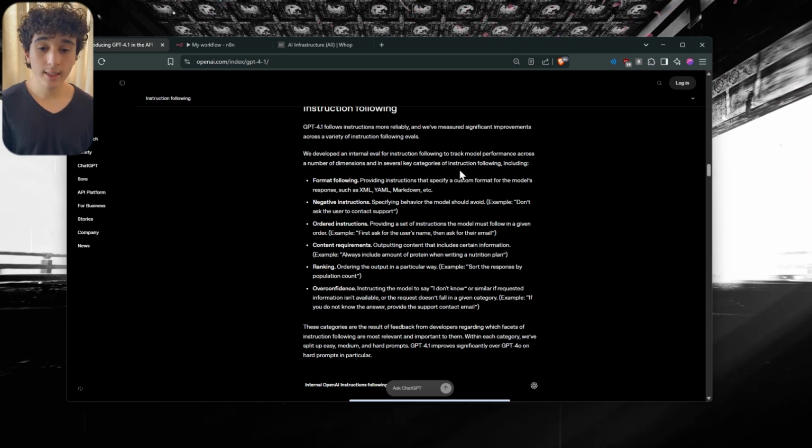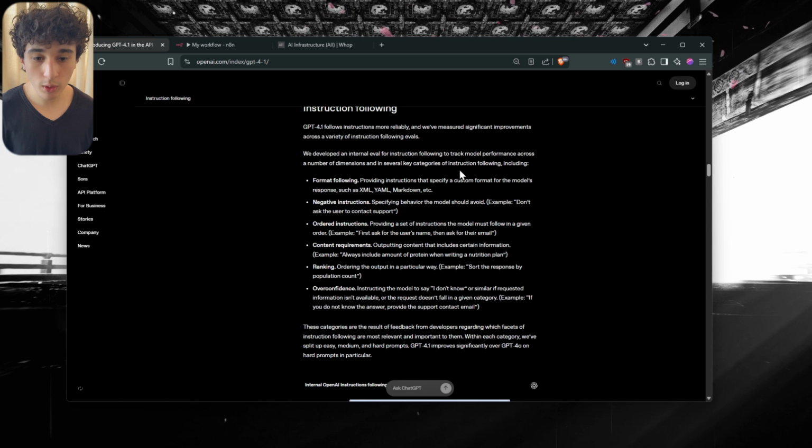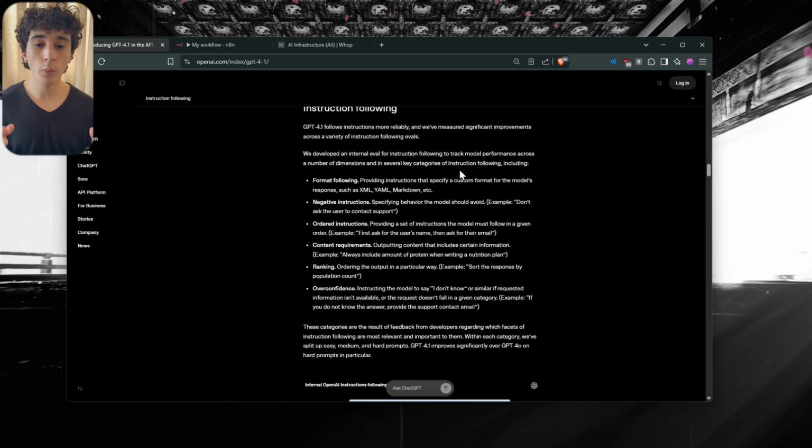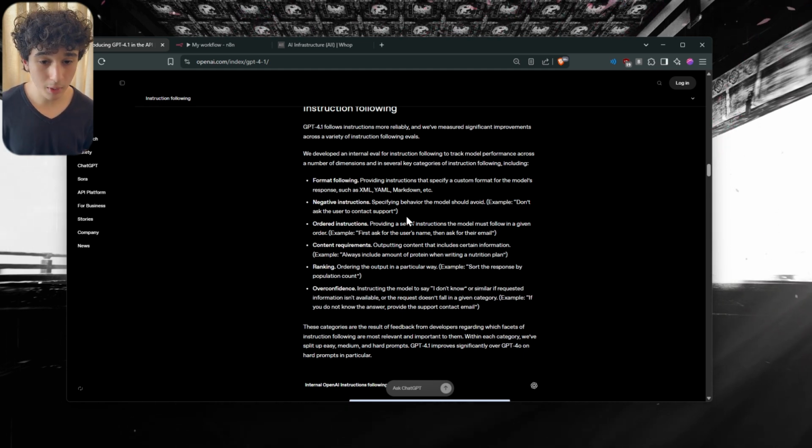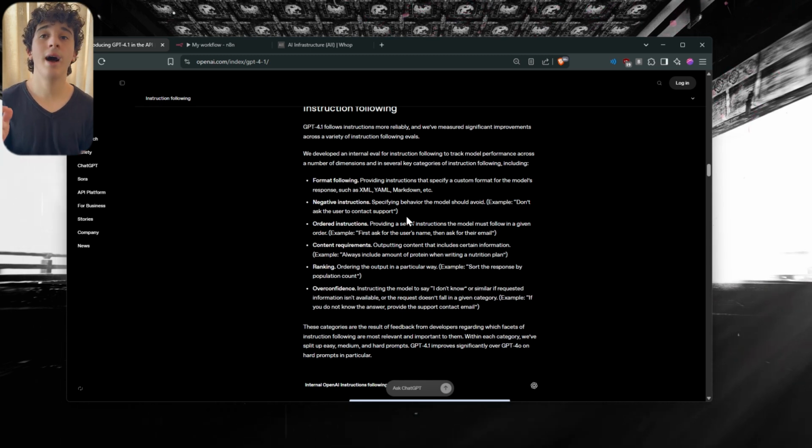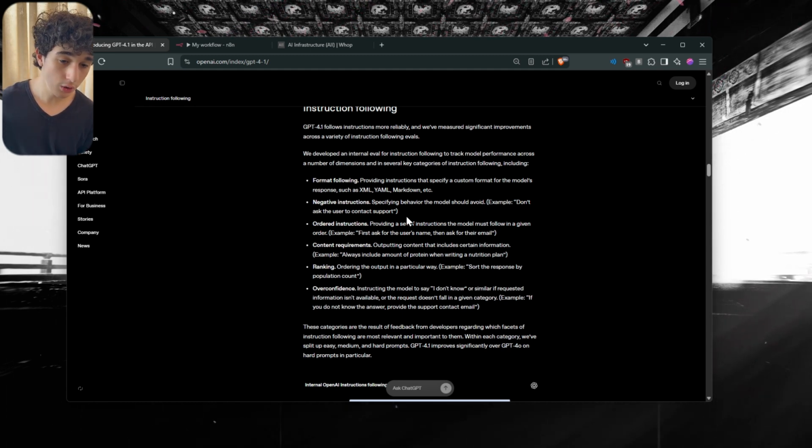Now, the second one is negative instructions. This one is also very important because, as you guys know, when prompting AI agents, we always, somewhere in the prompt, tell the agent what not to do. For example, here, they gave us don't ask the user to contact support. When prompting AI agents, it's very important to mention things like that because LLMs in general have the tendency to be extremely positive and just say yes to everything. So now, when you put the don'ts, it will follow them better with this new update.